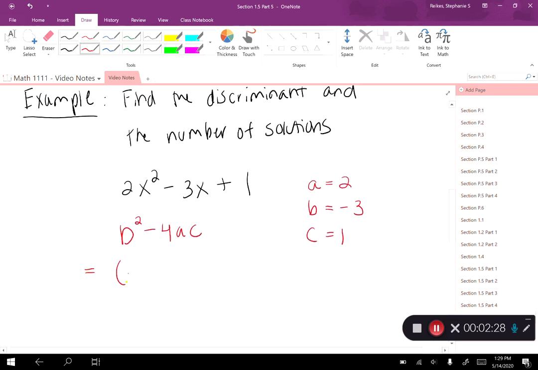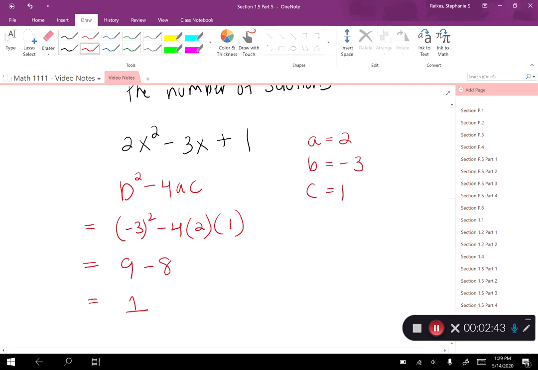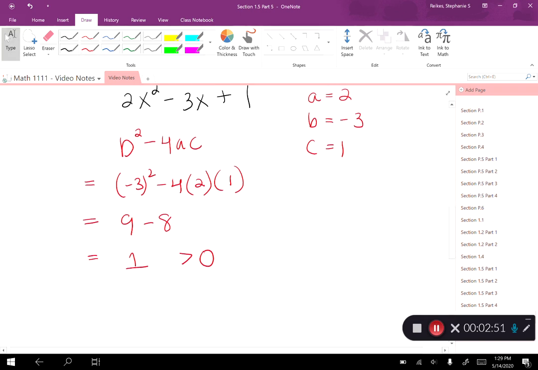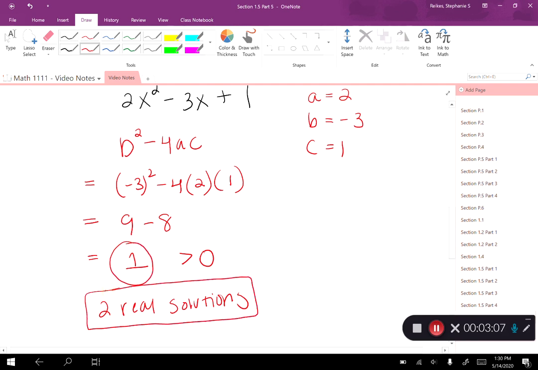Plugging into my formula, I'm going to have -3 squared minus 4 times 2 times 1. Simplifying, I have 9 minus 8, which is equal to +1. So since this discriminant is greater than 0, that means this parabola is going to cross the x-axis twice, so there's going to be two real solutions for this problem. So two parts to the question. The discriminant is 1, and the number of solutions is two real solutions.